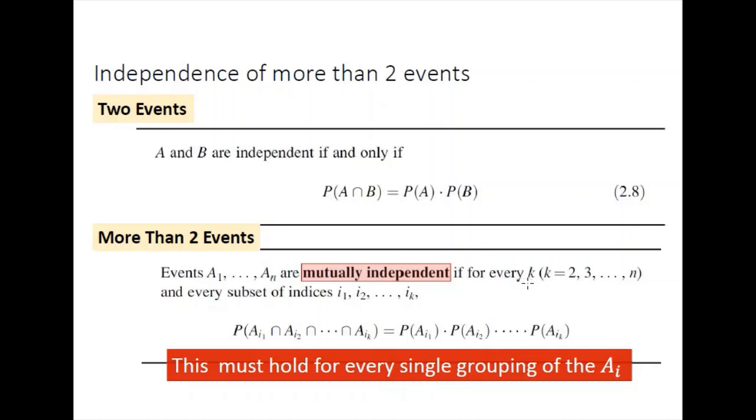So if you have any subsets of A1 to AN, it means subsets of 2 of them, or 3 of them, or 10 of them. For all of these subsets, you should show that the probability of the intersection is equal to the product of the individual probabilities. This must hold for every single grouping of the Ai.